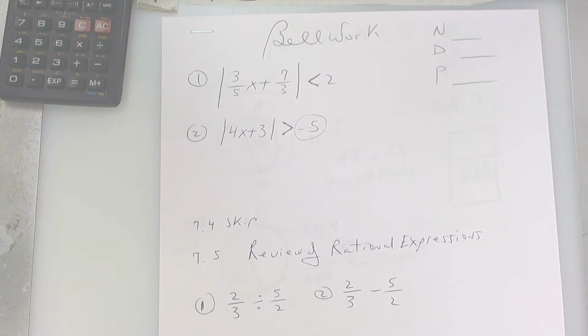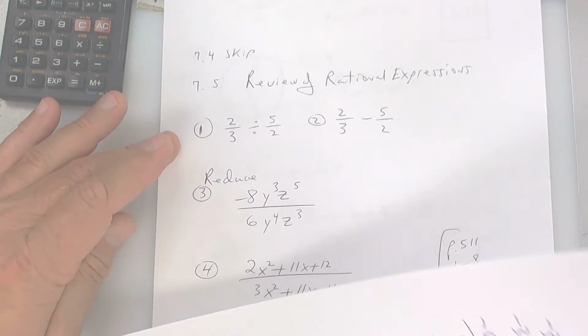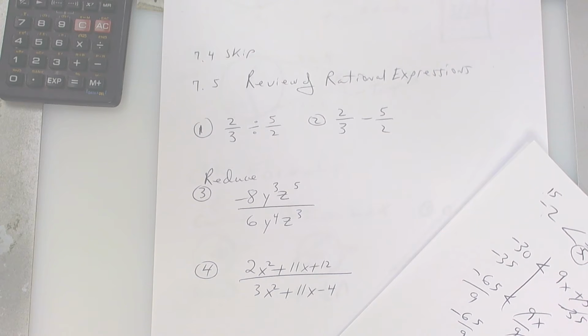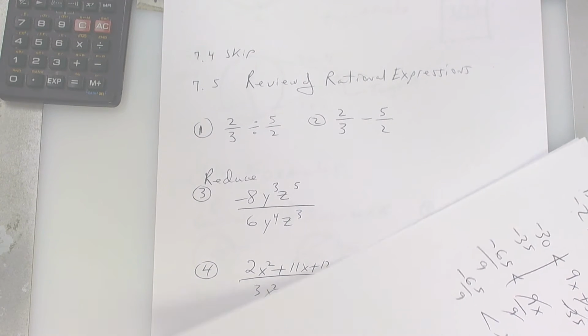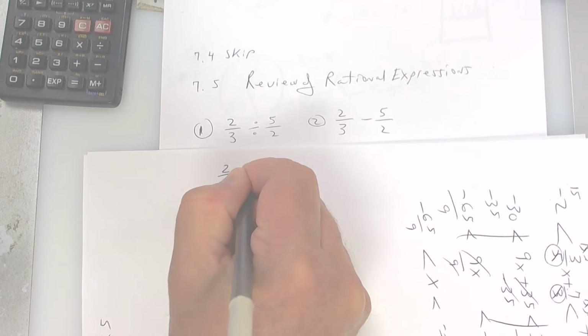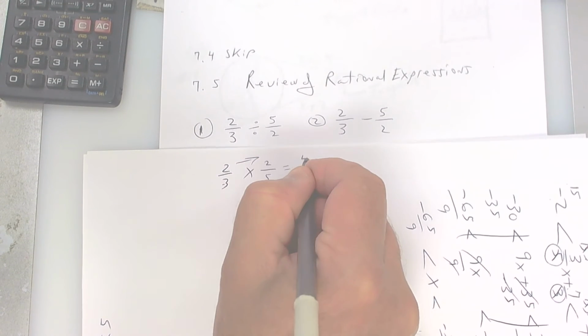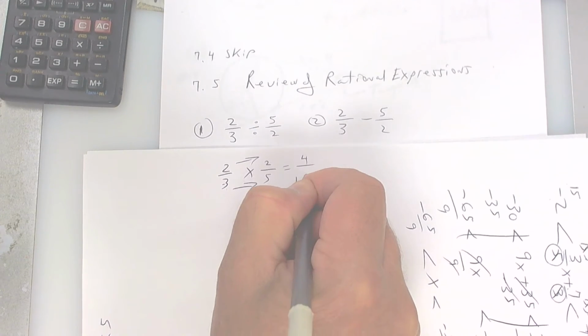Let's talk about today's work. We're going to skip 7.4. Copy these down. All right, well, you know division, you got to keep, change, flip. So keep this one, change it, and flip it. And now you're going to get 2 times 2 is 4 over 15.